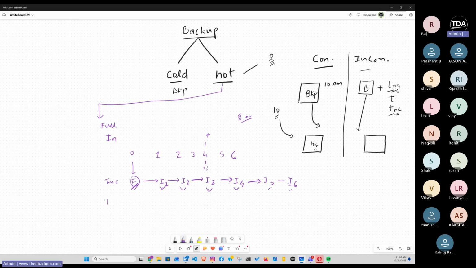There is one more type of backup which we call differential backup, where I am not taking just the increment of the backup, I am also taking the difference from the last backup. So let's suppose if this is a full backup, after that I'm taking incremental backup. Let me make it like this. Let me change my screen a bit.